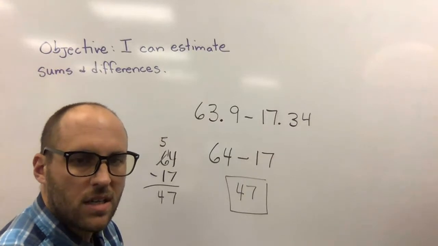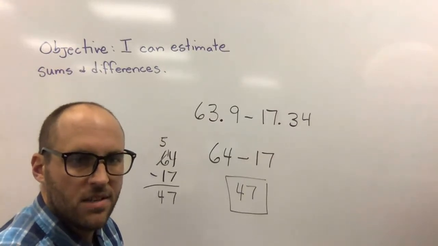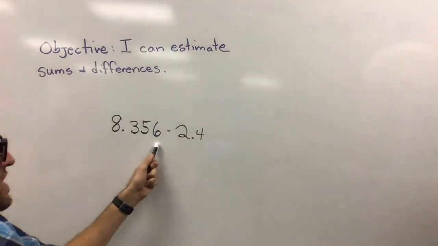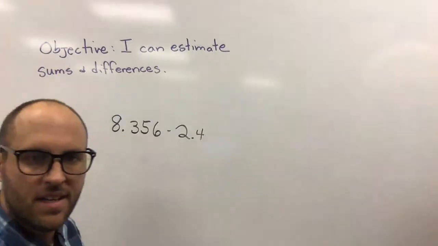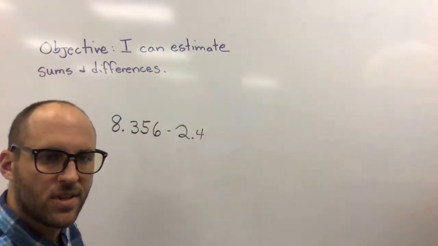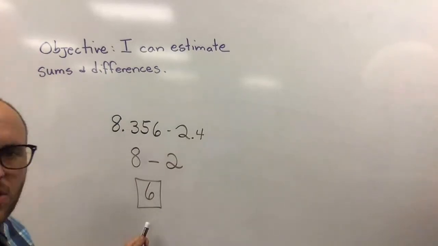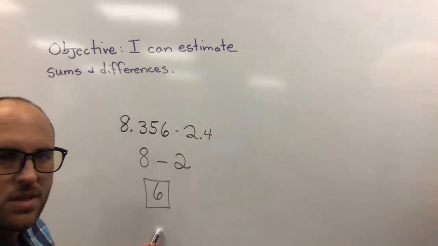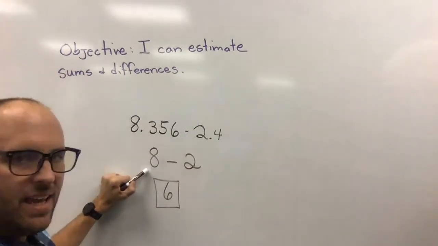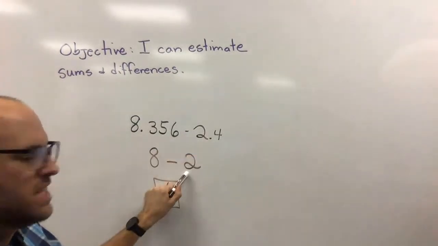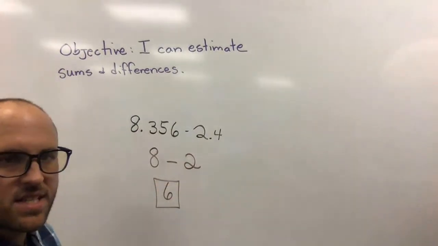Let's do a couple more examples of this, and then we'll move on to something else. 8 and 3/10 minus 2 and 4/10. Quickly estimate to see if you can get the correct answer. Hopefully, friends, you ended up with an answer of 6 for this estimate. So, 8 and 3/10, when we estimate that, that goes down to 8. 2 and 4/10 stays the same when we go to 2. 8 minus 2 is 6.